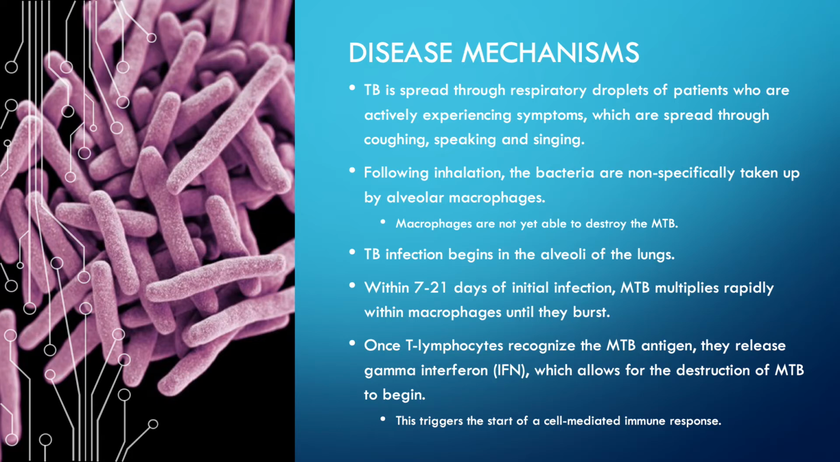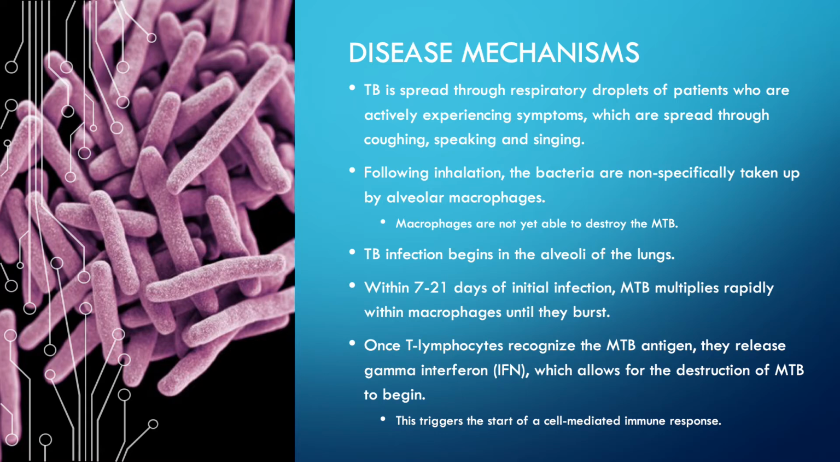This is considered latent TB, as the host will not be showing any signs or symptoms and is not contagious. When the droplet nuclei are inhaled, larger droplet nuclei may become lodged in the nose or throat, and from here, infection is unlikely to develop. When smaller droplet nuclei reach the alveoli of the lungs, that is where the infection begins. Within 7 to 21 days after initial infection, MTB multiplies virtually unrestricted within macrophages until the macrophages burst.